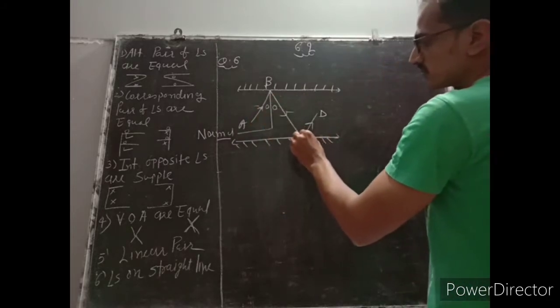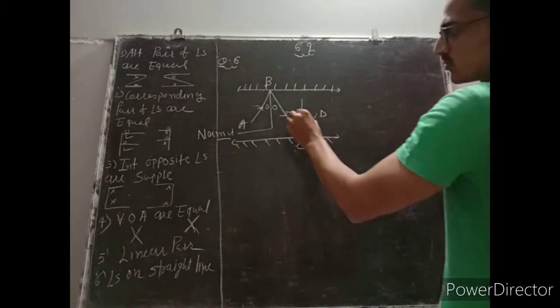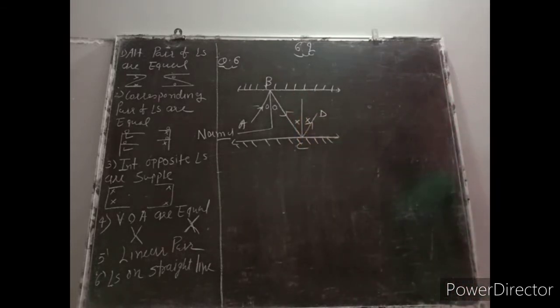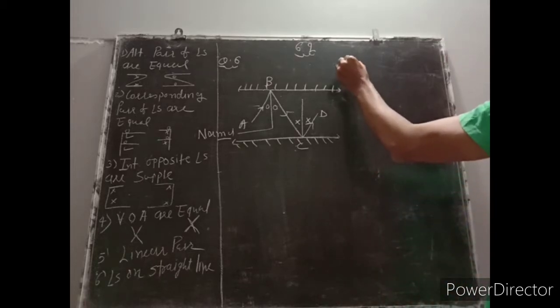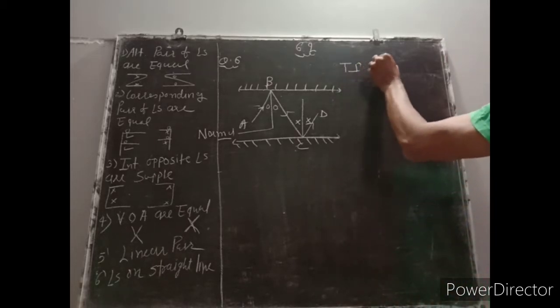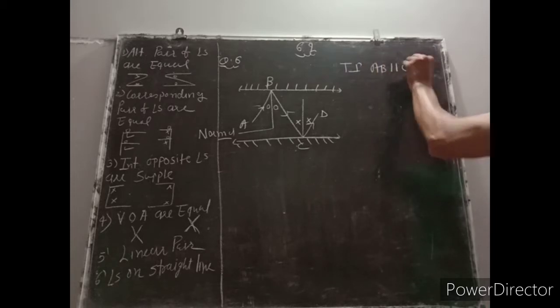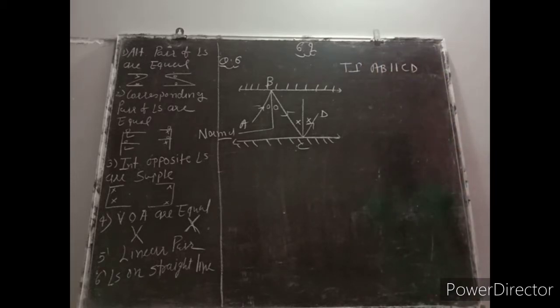and here also these both angles are the same. Now what do I want to prove? We want to prove over here AB parallel CD. What do you want to prove? AB parallel CD.